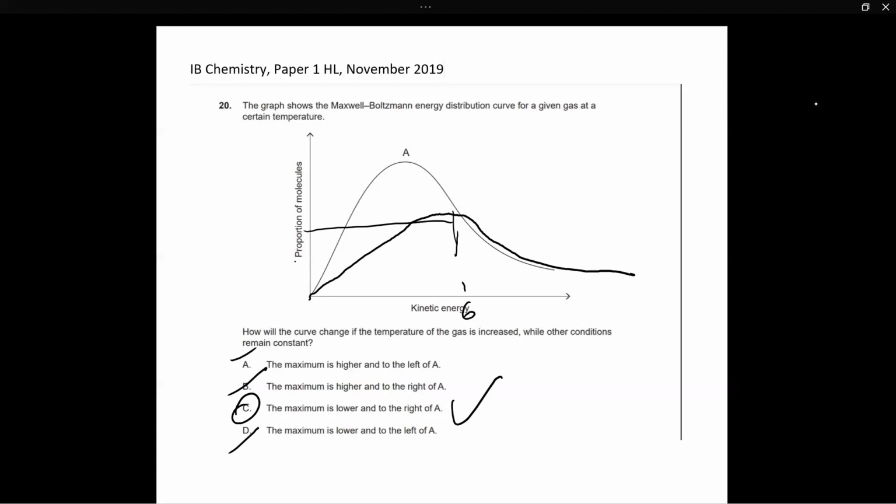And this is a very important concept because it comes up a lot in MCQs and even in paper 2 questions.